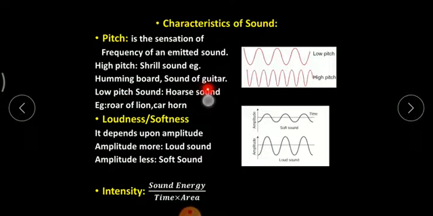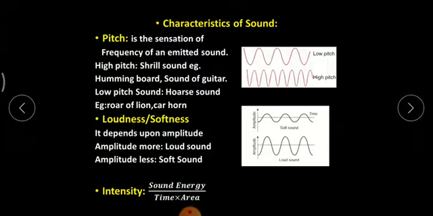Harsh sound means the roar of a lion, a car horn. Whenever a car is horning, this type of wave would be generated. Whenever a person is honking a car horn, this wave would be generated. That is nothing but a low pitch sound. Whenever there is a roar of a lion, that is a low pitch sound. I hope you have understood pitch.